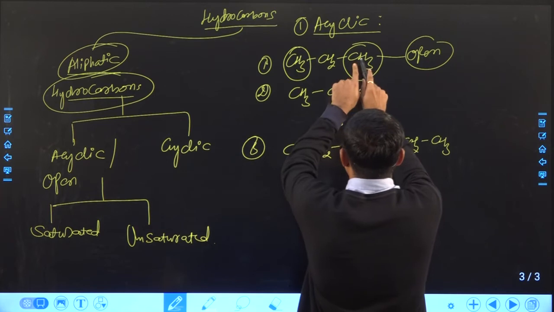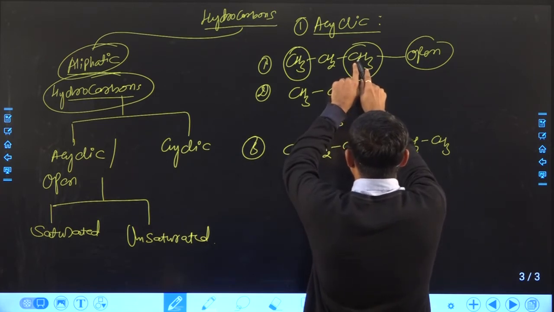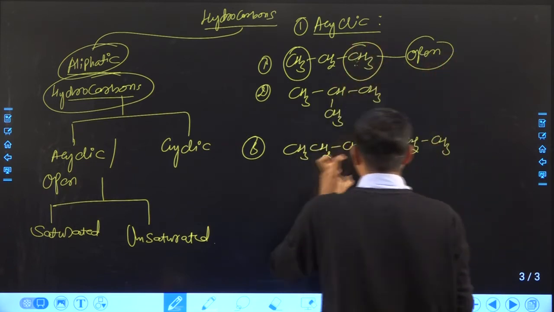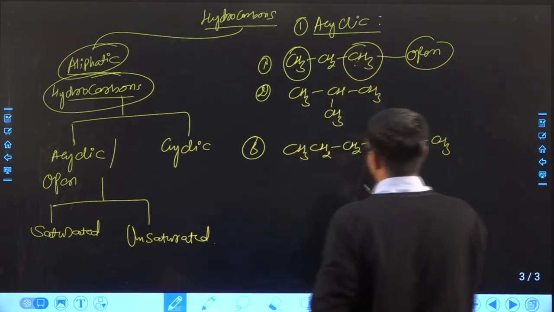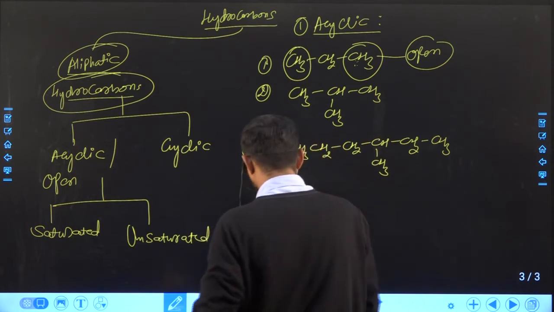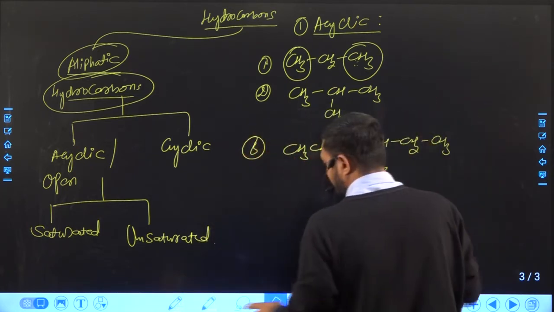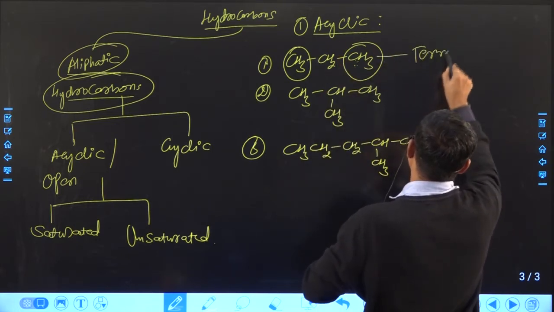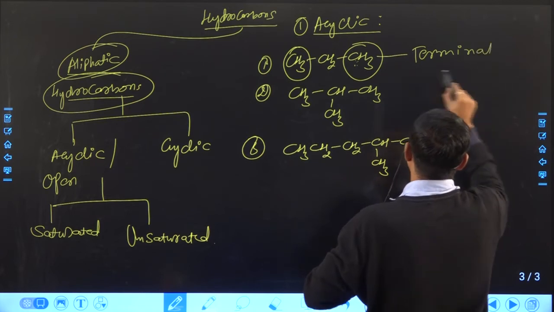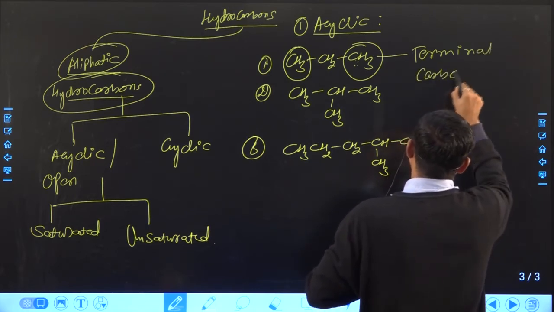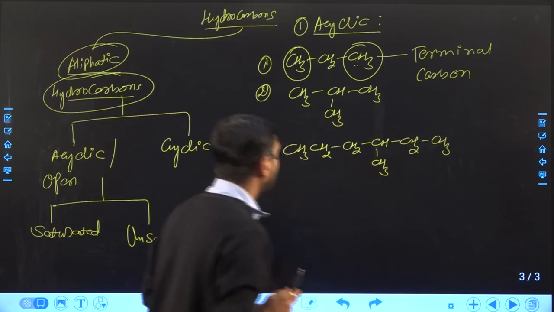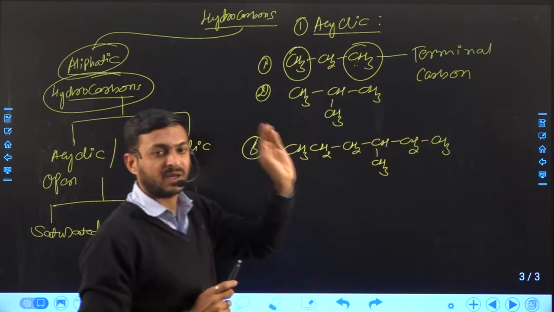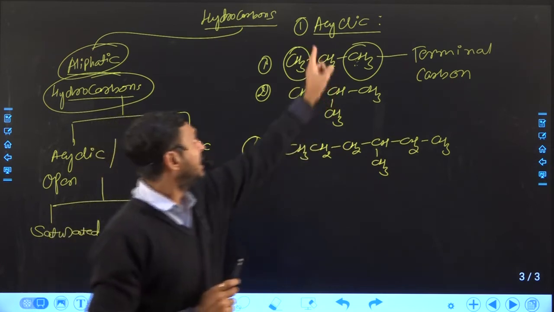That means it is not associated with another carbon. You can see this carbon is attached with only this carbon, not with any other carbon. That is known as a terminal carbon. So in an acyclic compound, a terminal carbon is present and it is not associated with another carbon. If a terminal carbon is present in the compound, it is known as an acyclic compound.